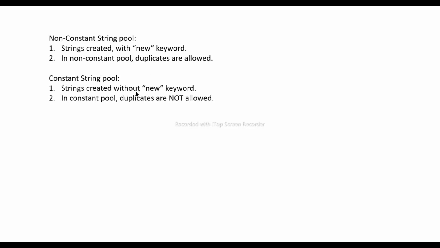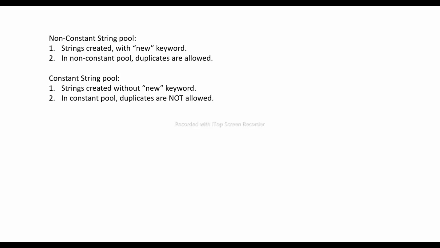But if you create a string without the new keyword, that means if you simply create string s1 equals Java and string s2 equals Java, in this case you have not used the new keyword. So your string gets created on the constant string pool, not on the non-constant string pool. And in the constant string pool, duplicates are not allowed. Duplicates are not allowed in the constant string pool. Now, what happens is two references will be created.